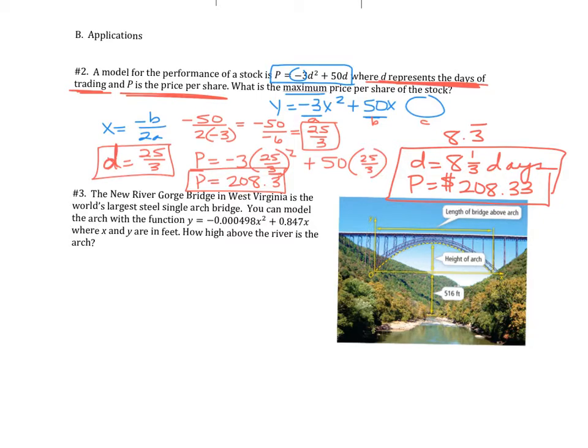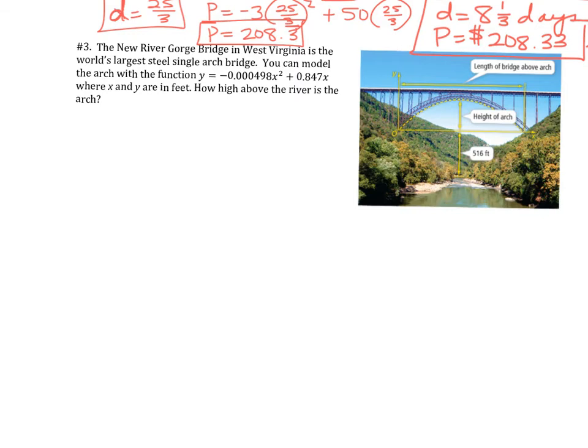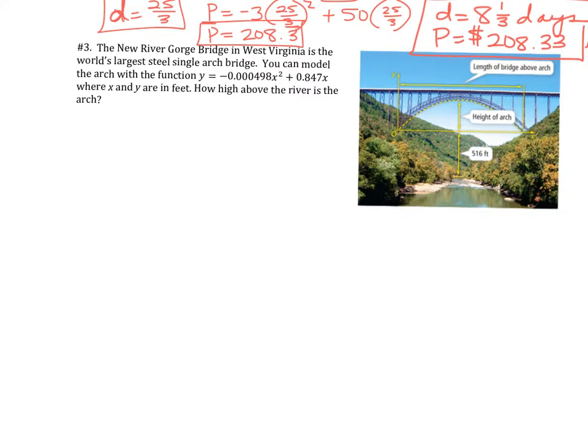Okay, last one. We got this. The New River Gorge Bridge in West Virginia is the world's largest steel single arch bridge. You can model the arch with this function. I'm not going to read all those big numbers, little numbers really, where X and Y are in feet. How high above the river is the arch?